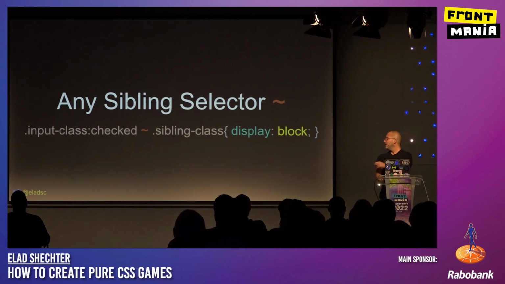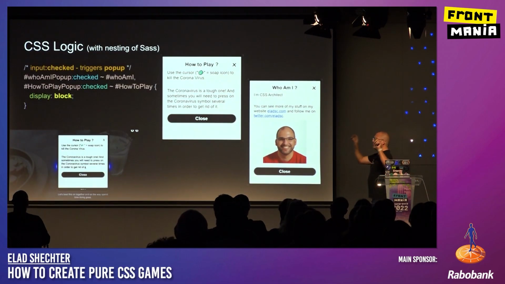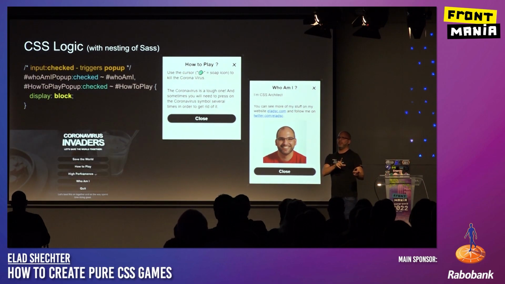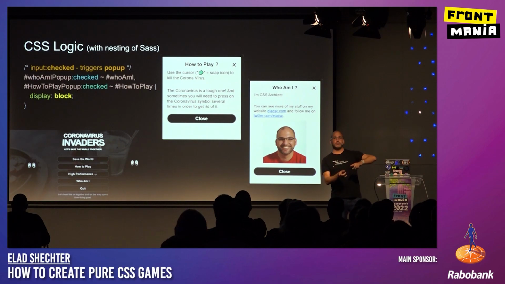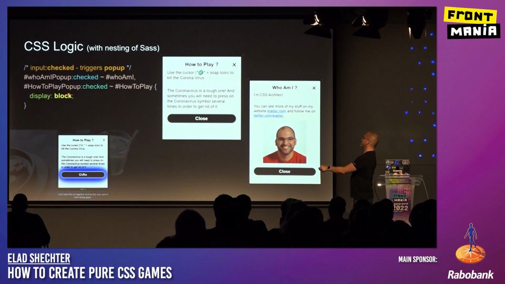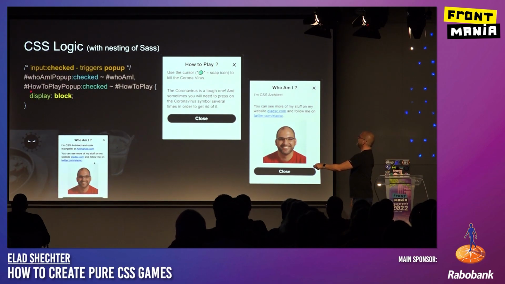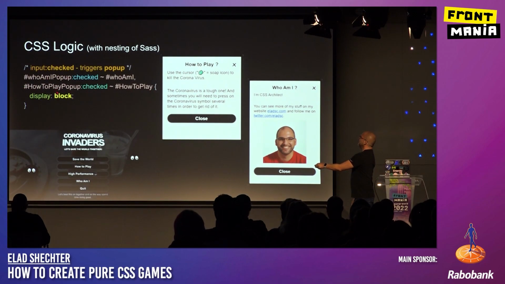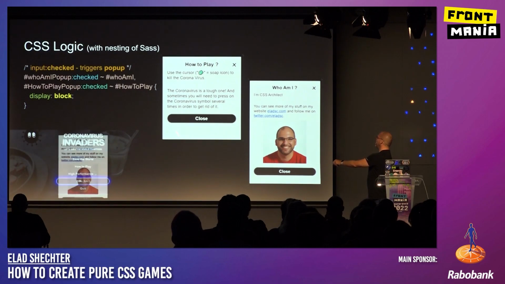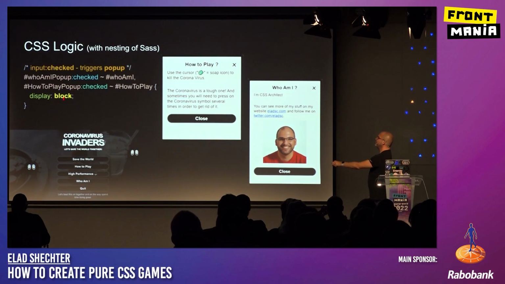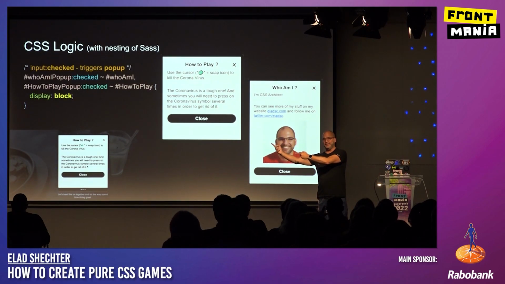For example, when I click the How to Play label button element, it will trigger the checkbox that has the ID name of How to Play pop-up. It will change its status from unchecked to checked. If this checkbox is checked, this selector will start to work for us. If this checkbox is checked, please go to the sibling element that has the ID name of How to Play. This is the real pop-up of How to Play, and I'm now just giving it display block, and now this pop-up is open.